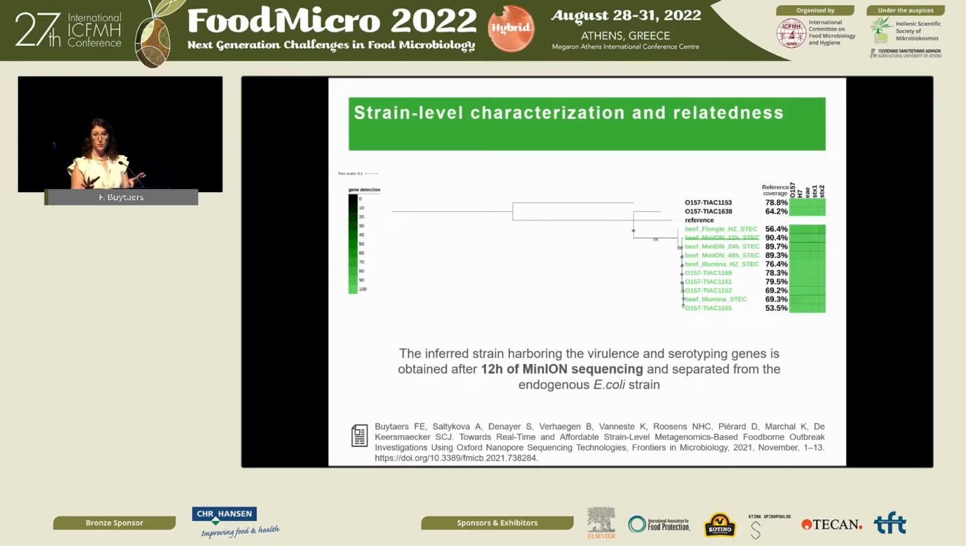So we could separate the 2 strains, the non-pathogenic strain and the STEC strain, and characterize that STEC strain. And after only 12 hours of MinION sequencing, we were able to obtain the strain and characterize it by detecting the virulence genes that were typical of that strain, but also the serotyping genes. And we could also relate it to the respective isolate that was spiked.